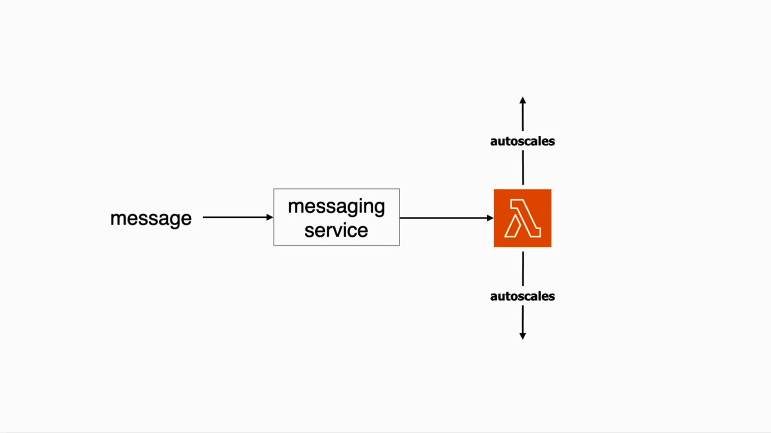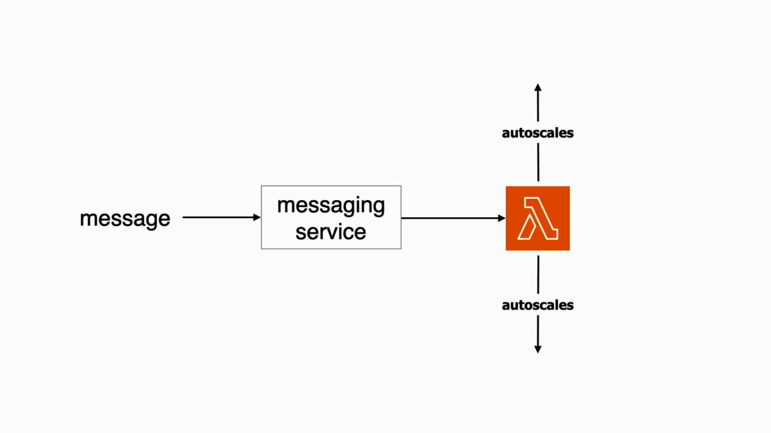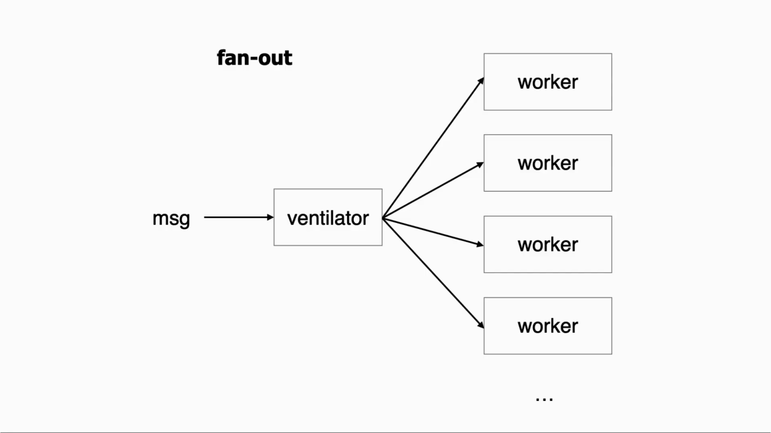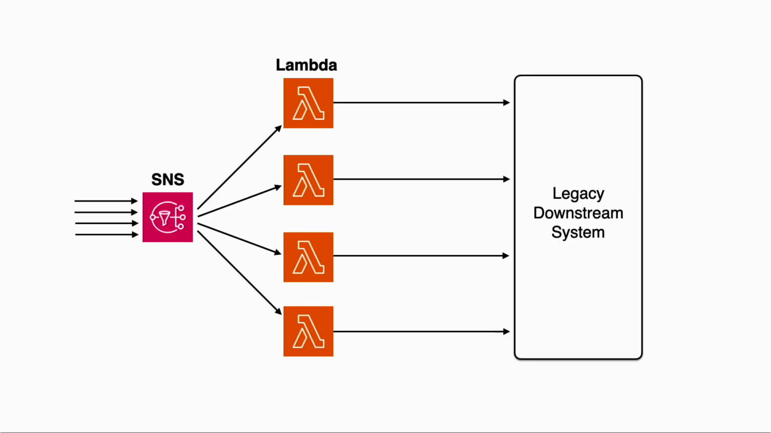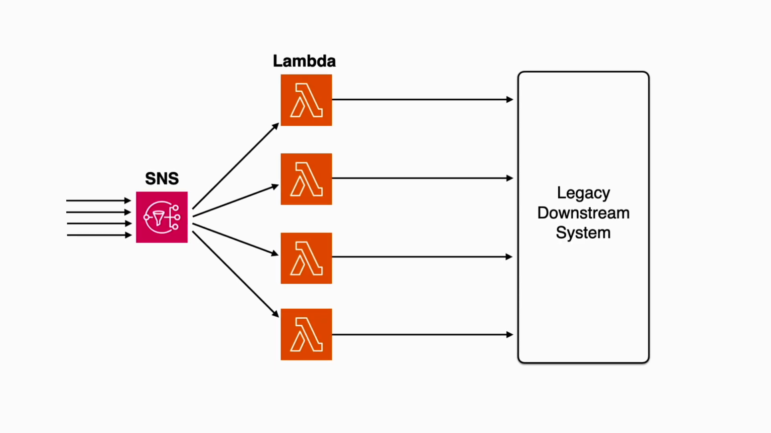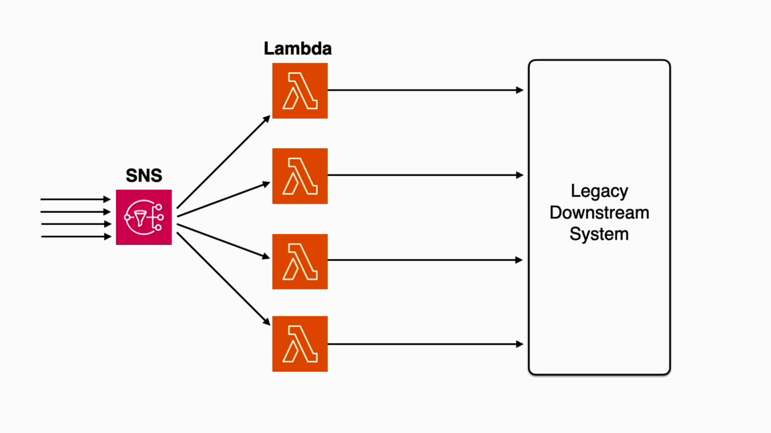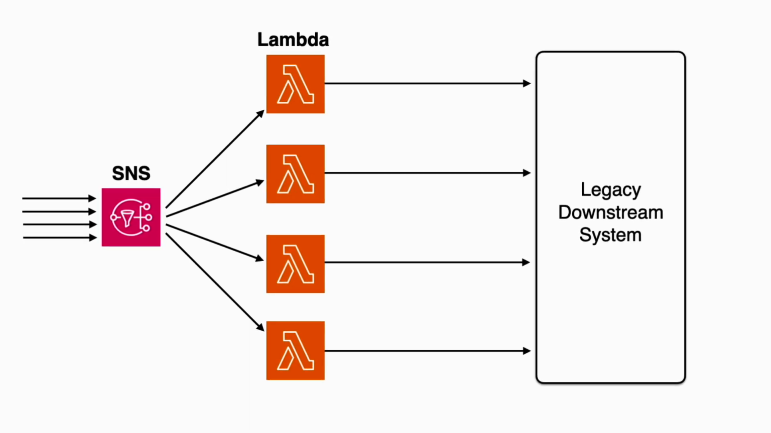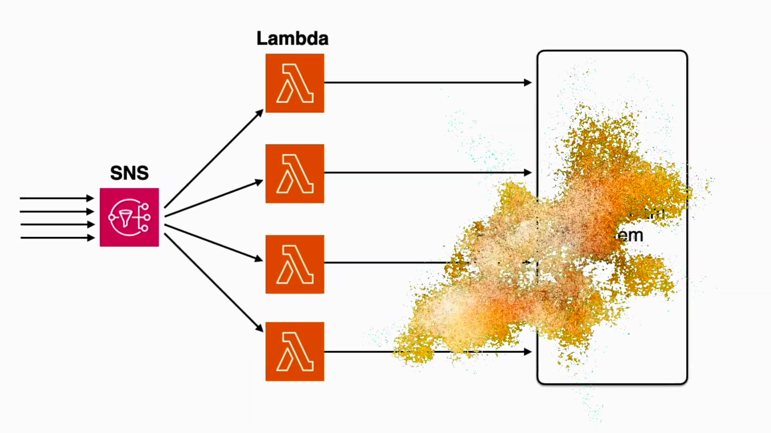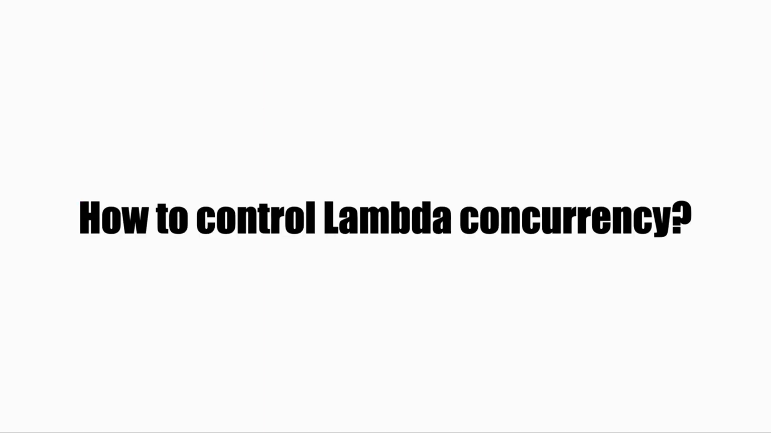AWS Lambda is scalable by design and has built-in auto-scaling, which makes it ideal for processing messages in real time, such as when we want to fan out the messages across many workers in order to improve our system's throughput. But what if we need to communicate with a legacy downstream system that is not as scalable and can't handle the amount of load we put on it, and bad things happen and we cause an outage? So how can we control the concurrency of our Lambda function so that these kinds of problems can never happen?